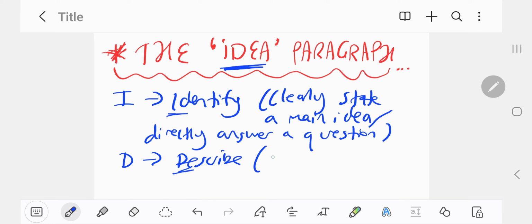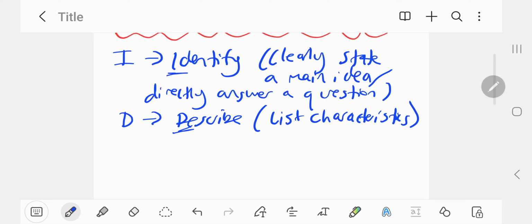D is describe. And describe usually means list characteristics. A very easy example is describe the chair that's in front of me. I can say the chair is red, it's got 4 legs, it's 1.5 meters tall, 50 centimeters wide. So you're just listing features, characteristics of something. That's describe.